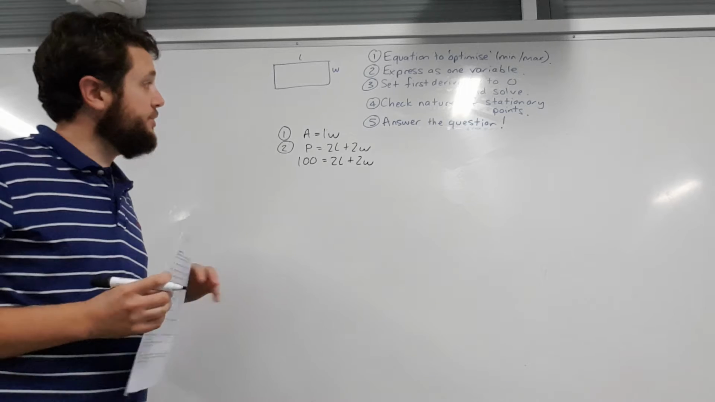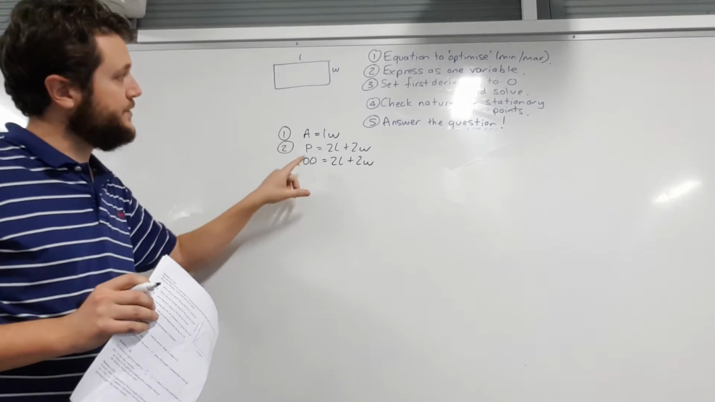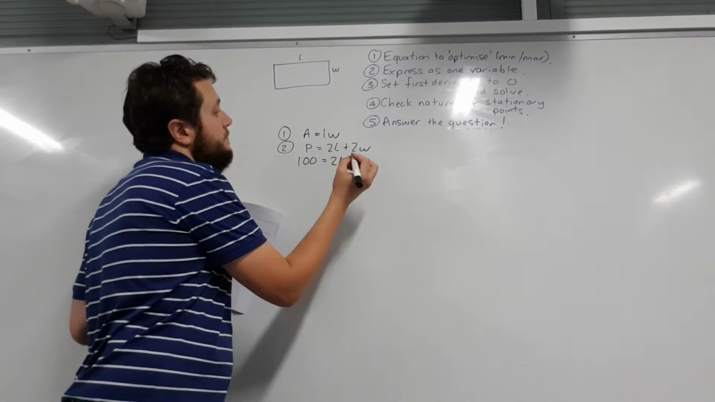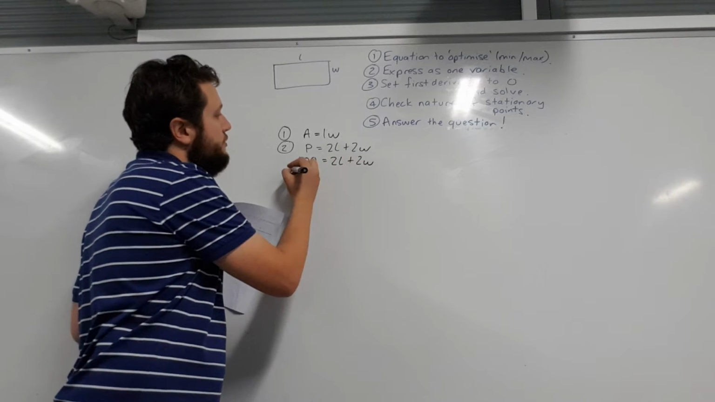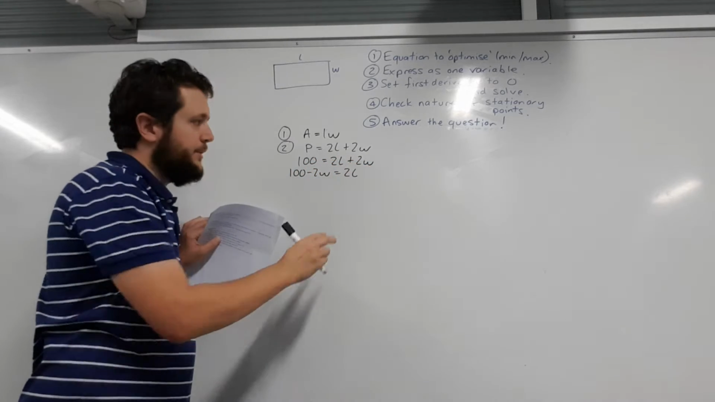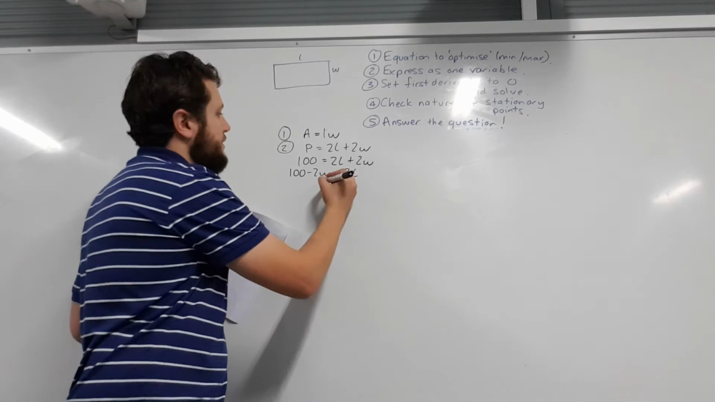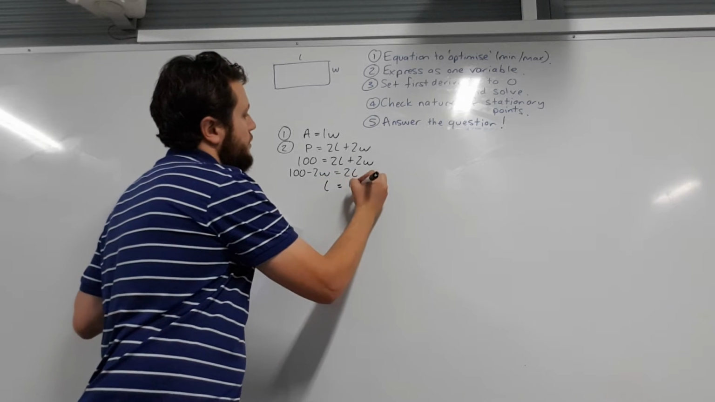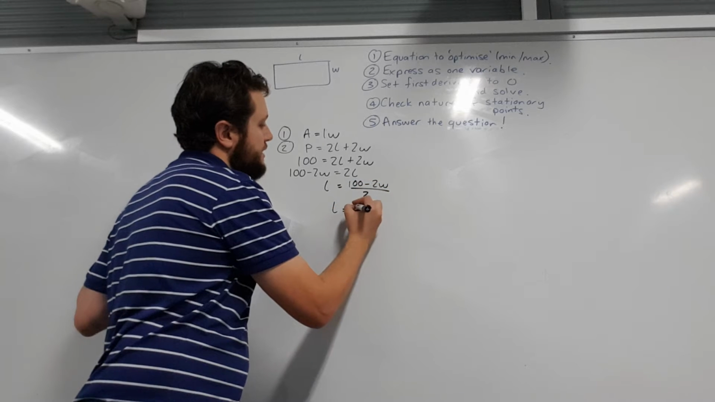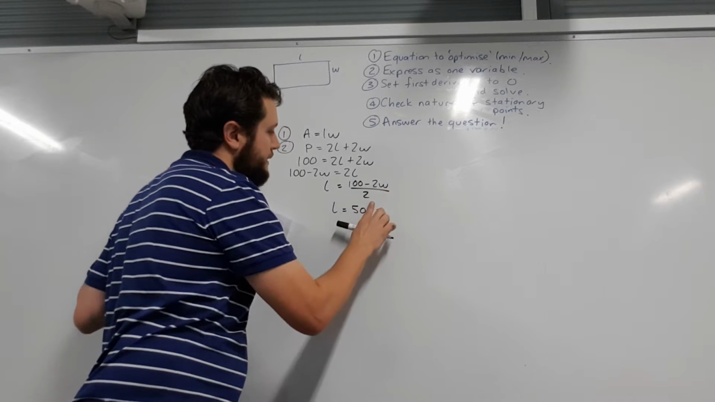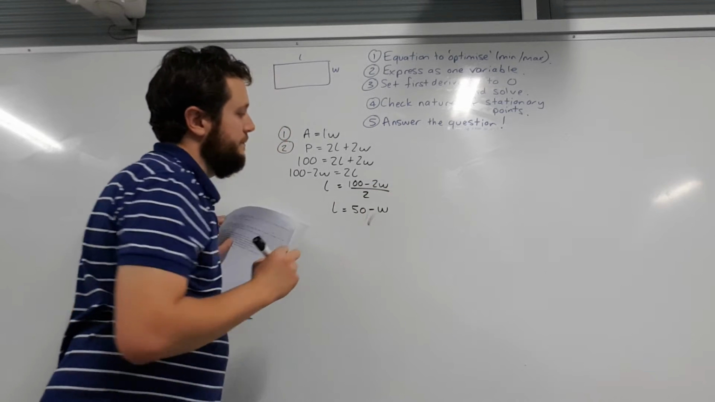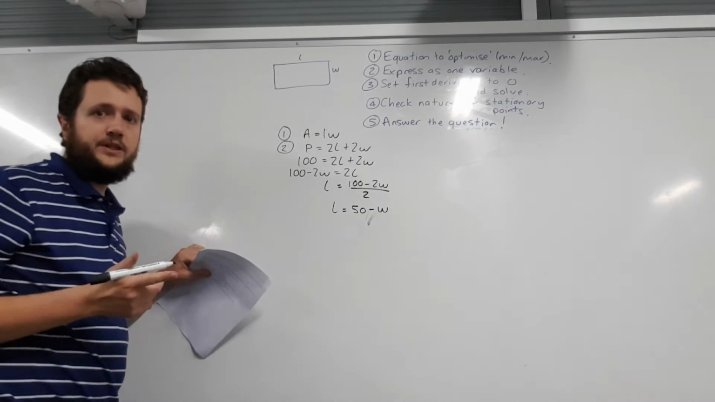So what we essentially do with this information is we manipulate it around so that we can get an expression for L or W. So which one should I go for? I'll go for L. I'll take 2W away from both sides, and then I can divide both sides by 2 just to get L. So L is going to be equal to 100 take away 2W all over 2, which I can simplify to 50 take away W. So we've got an expression for L.